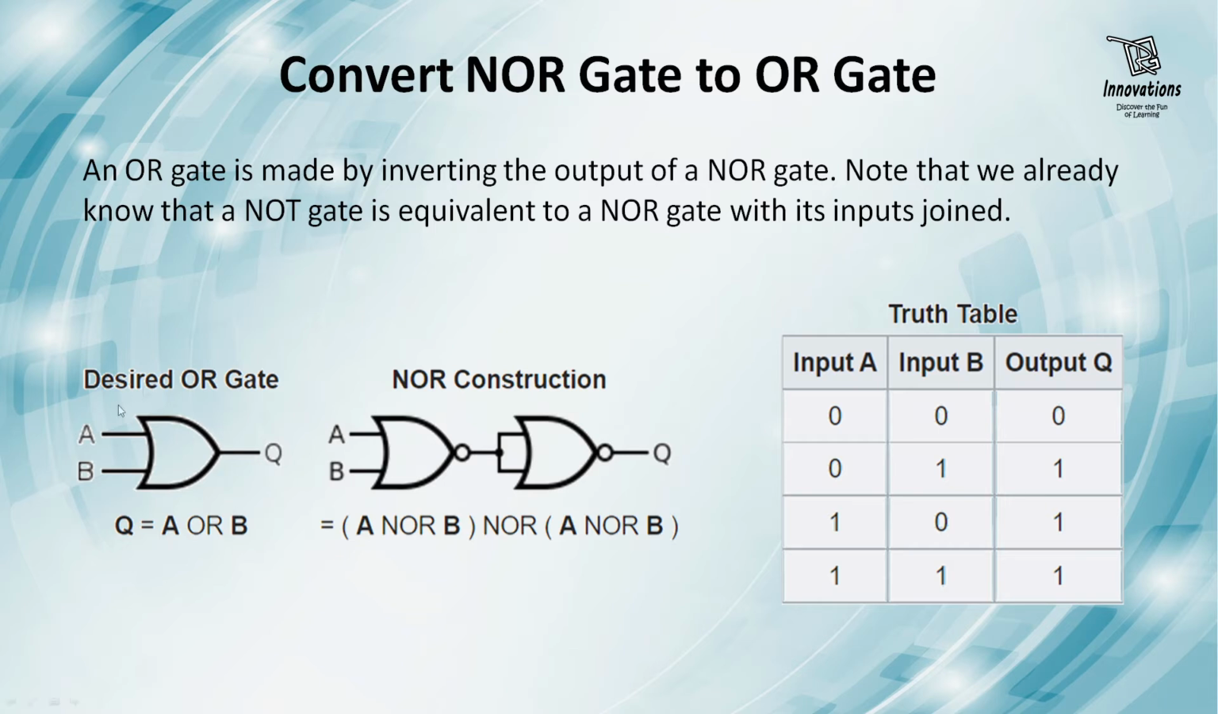So our desired OR gate is like this, where A and B are inputs and Q is the output. So Q equals A or B, and the NOR construction will be like this. One NOR gate, so if A and B are inputs, here it will be A NOR B, and then this output will be inverted to produce A or B. So if A and B are the inputs and output is Q, this will be 0, 0 equals 0; 0, 1 equals 1; 1, 0 equals 1; and 1, 1 equals 1.